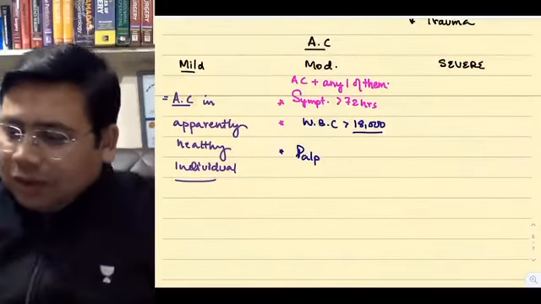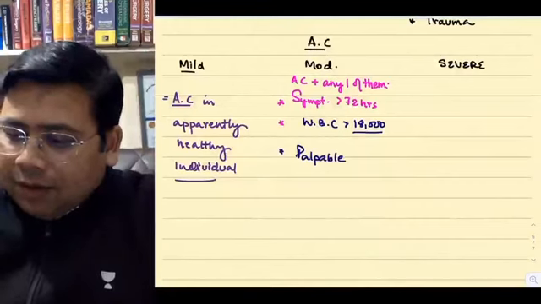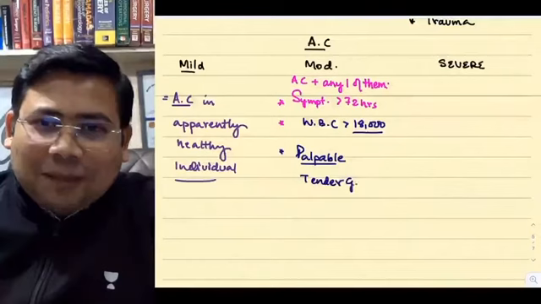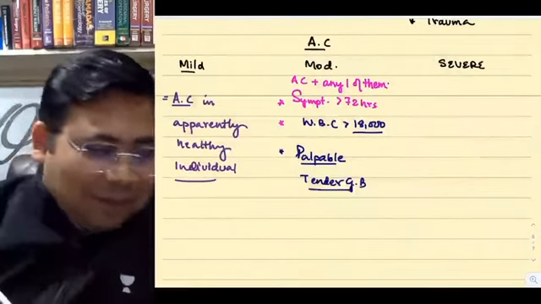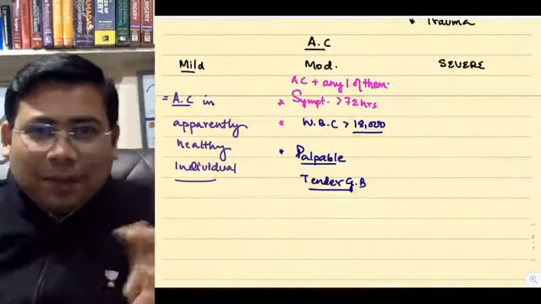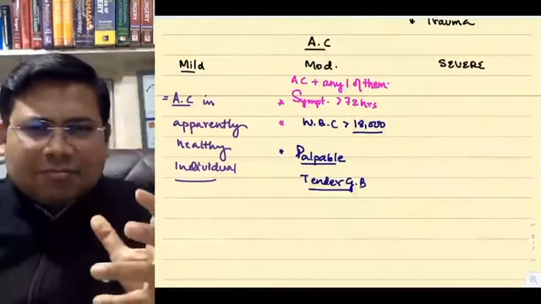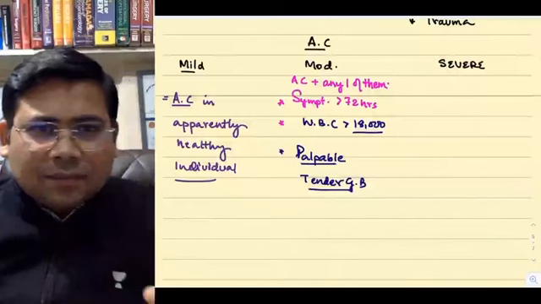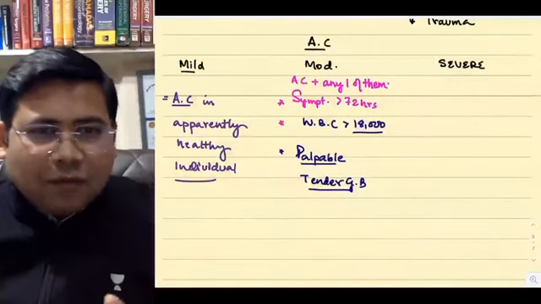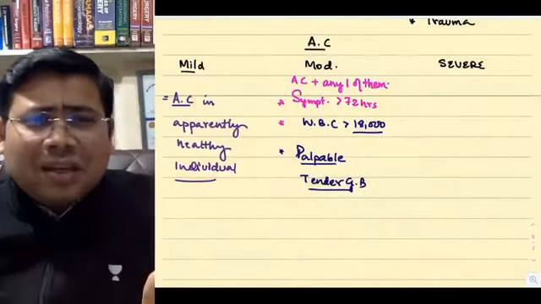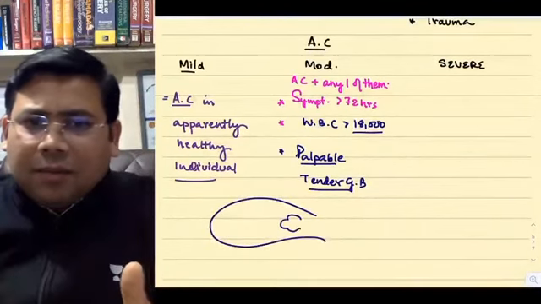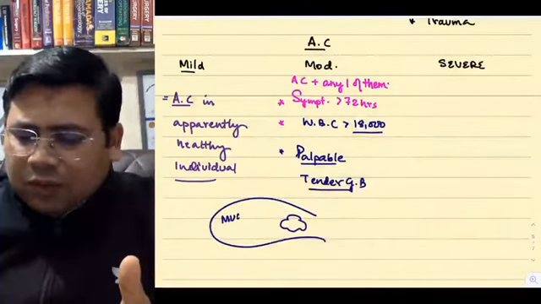Yes. So let us talk about palpable tender gallbladder. Tell me, what is that? Something from M and something from E. Mucocele, boss. Mucocele of the gallbladder. This is mucocele.